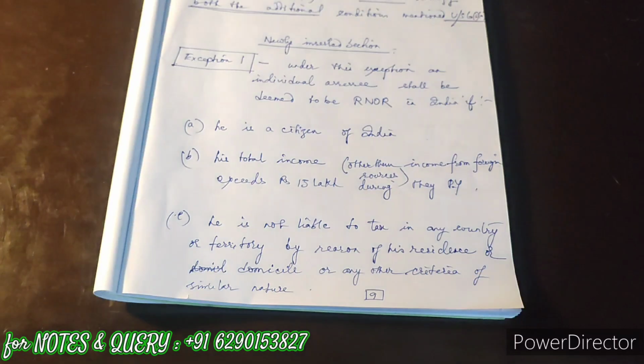You understand? He will be deemed to be an RNOR. But the most important criteria is, of course, satisfying any one of the conditions of section 6.1 and none of the conditions of section 6.6, then we call him an RNOR. But under the new section, there are certain persons who can be deemed to be an RNOR if these 3 conditions are fulfilled. Okay.